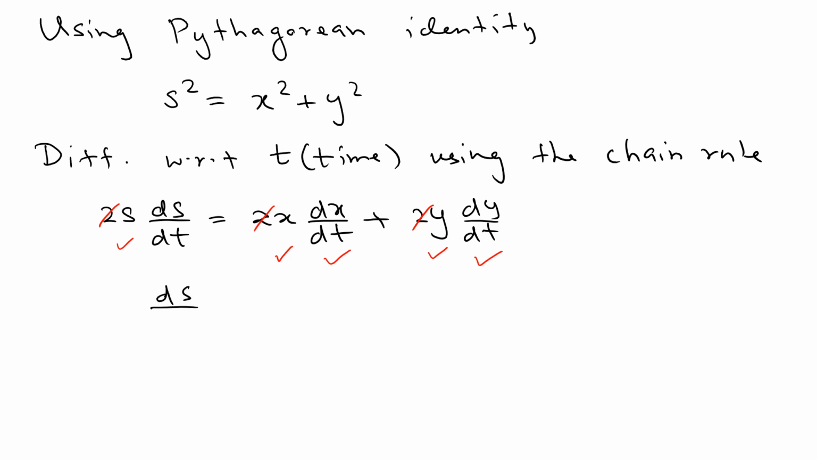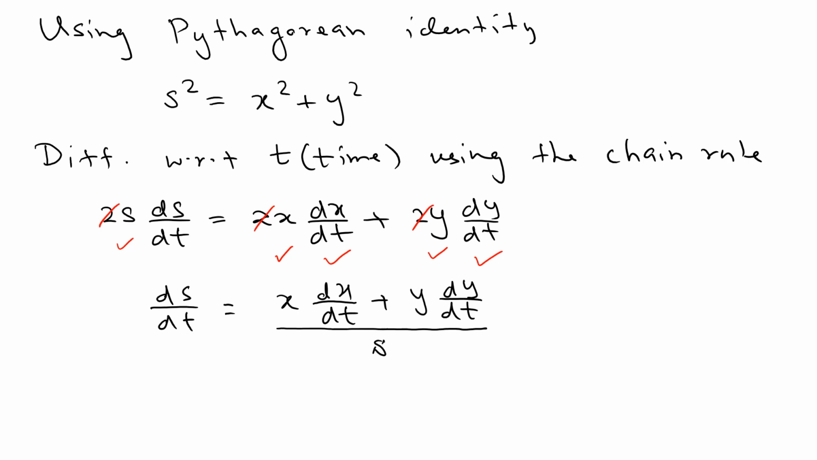So you have two ways to do this one, right? Actually, you can plug in here if you want, or solve for ds over dt. So it's up to you. And if you solve for ds over dt, you get x dx over dt plus y dy over dt, divided by s. So that's ds over dt. And that's a formula. And then we know all of them. So we're going to plug in.